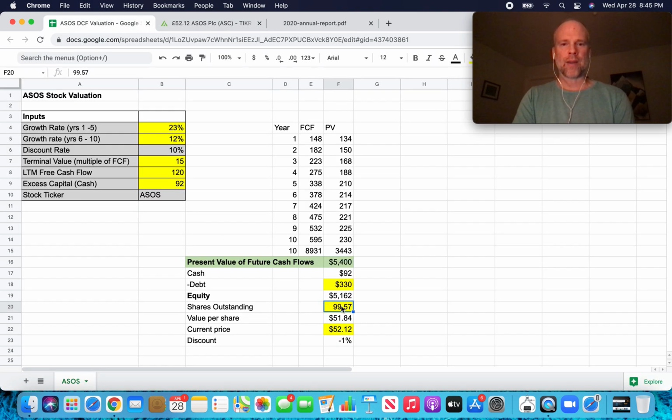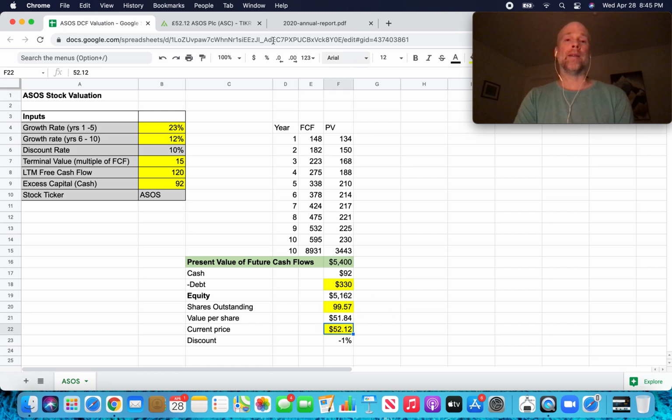So I just plug that in right there, and I get the value per share, simply the value to equity divided by the shares outstanding. We get $51.84. That's my estimate of value. And obviously that presumes that my assumptions come true, that they're correct for the growth rates and the free cash flow. So there are some assumptions in there that you need to do some work on.